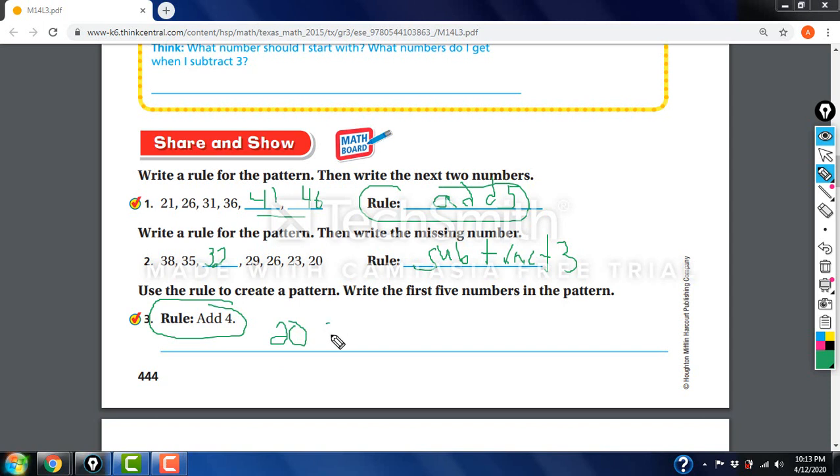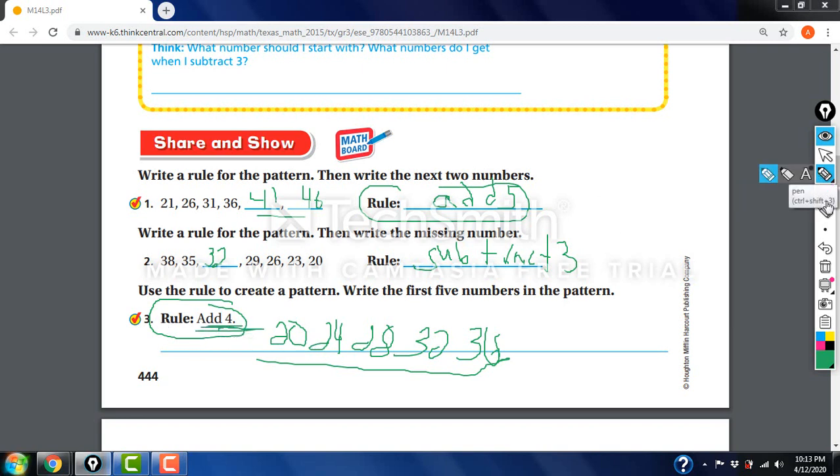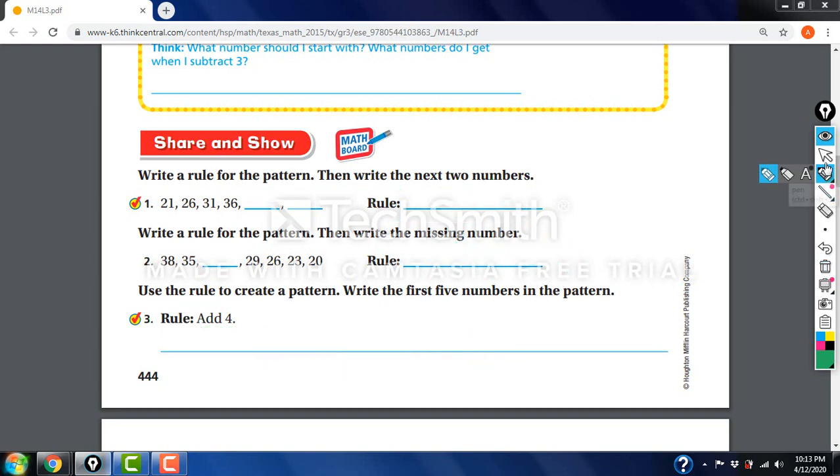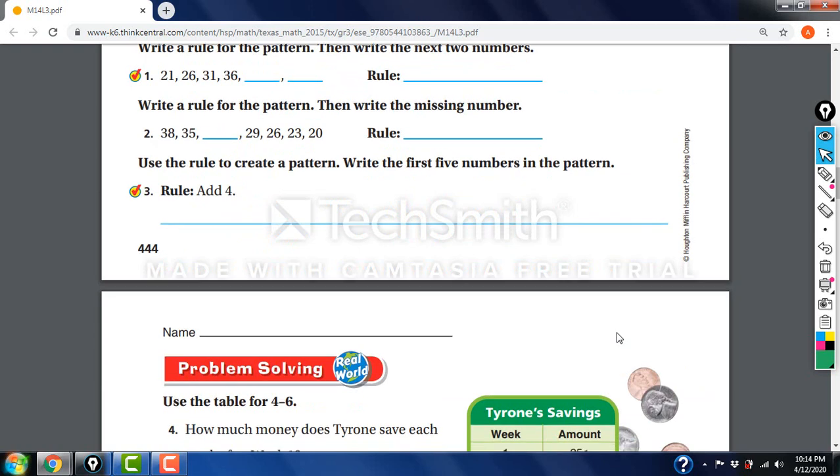Add 4, 24. Add 4, 28. Add 4, 32. Add 4, 36. These are going to vary, depending on what number you started with, so long as you follow the rule of adding 4. That's how we're looking at finding the pattern and then writing the next few numbers.